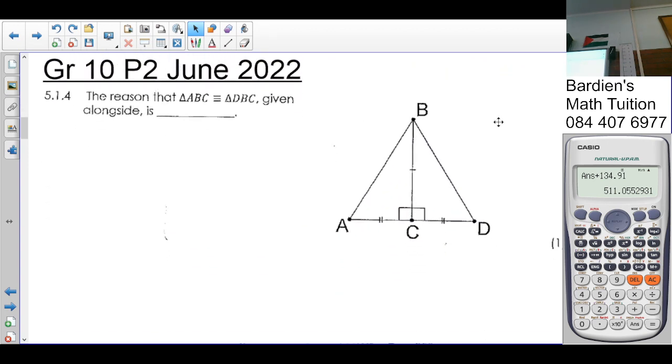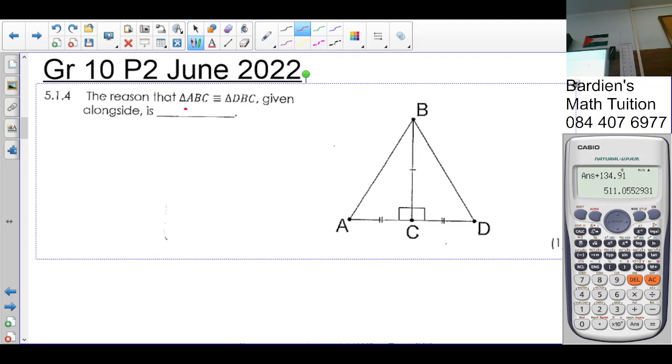Right, people, 5.1.4. The reason that triangle ABC is congruent to triangle DBC: given alongside is side, angle, side. That's a case of congruency, no?